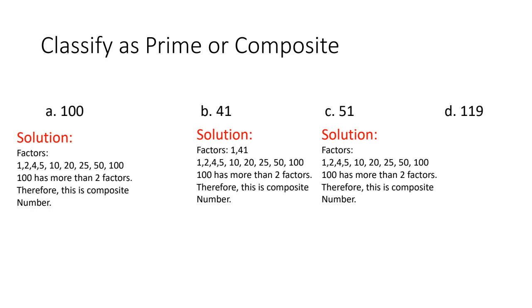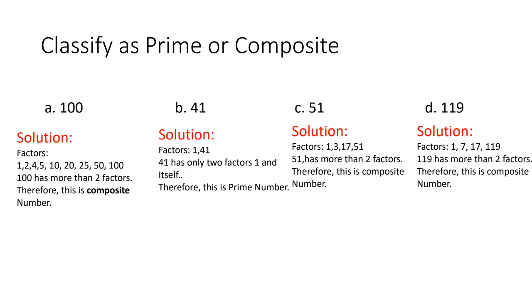The factors of 51: 51 is actually divisible by 3. 3 times 17 would give you 51, which means it is composite. And the last one, 119, is also a composite number because it is divisible by 7 and 17, which are different from 1 and 119. So the only prime that we had was 41. The composites were 100, 51, and 119.